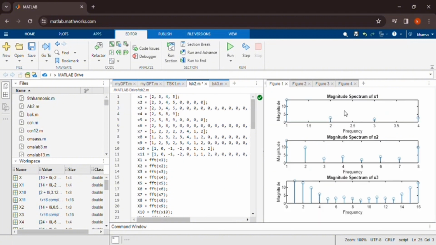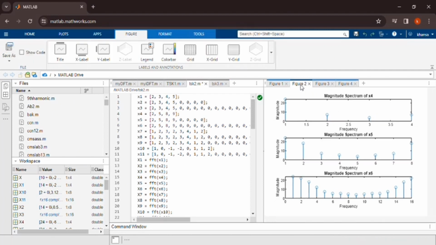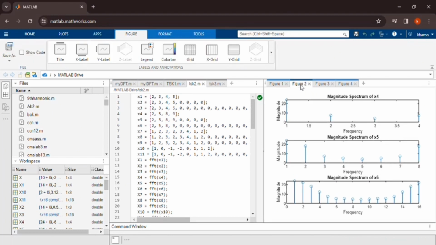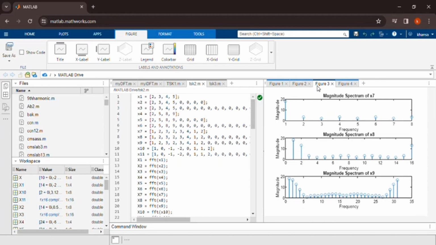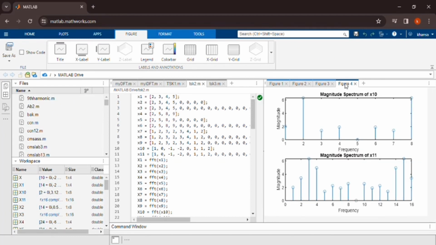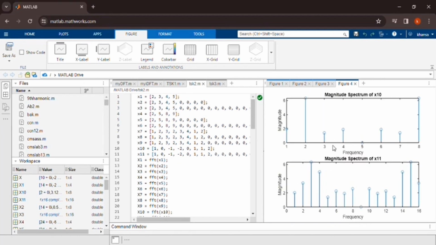As there were 11 signals, 11 subplot commands were used, and this is the output of our signals. As there were 11 signals, there are 11 outputs. This is the first signal, and how the magnitude is coming. First of all, we are finding our Fourier transform, and after that, when we have used the commands stem and abs, and we have used the subplots, then we will have the magnitude spectrum of all the signals. These are our 11 signals.